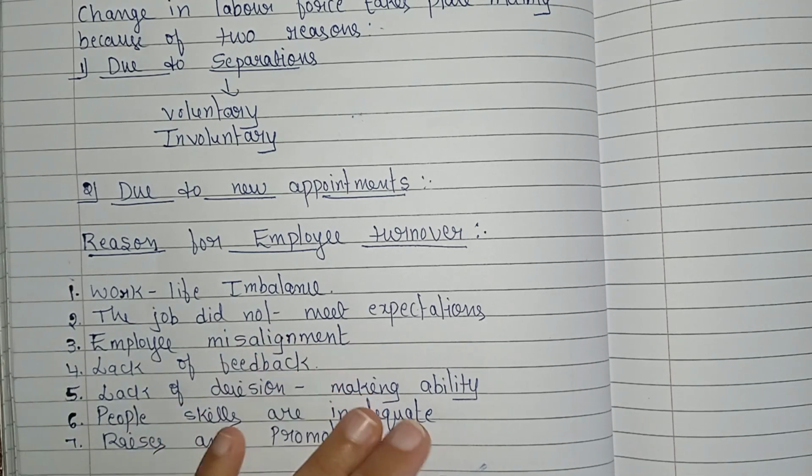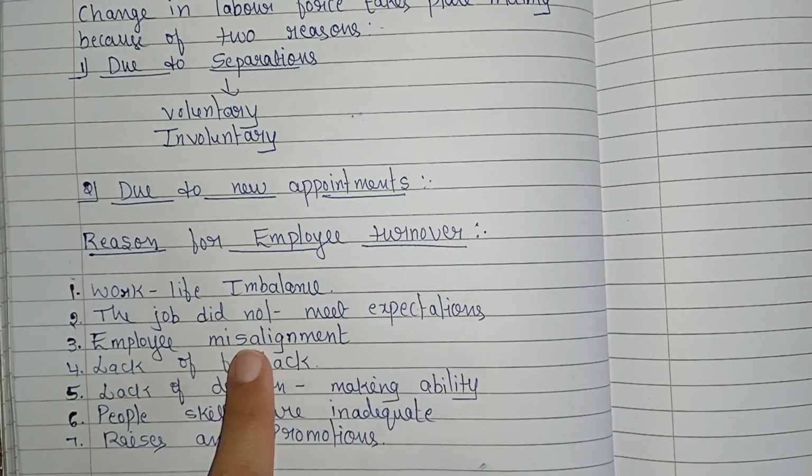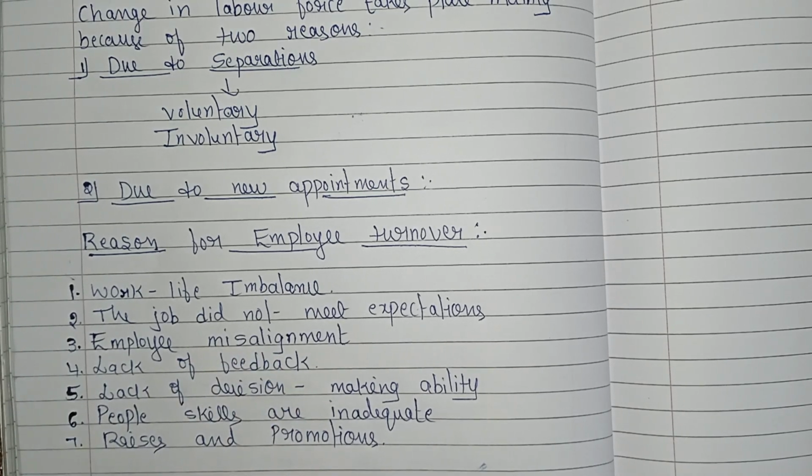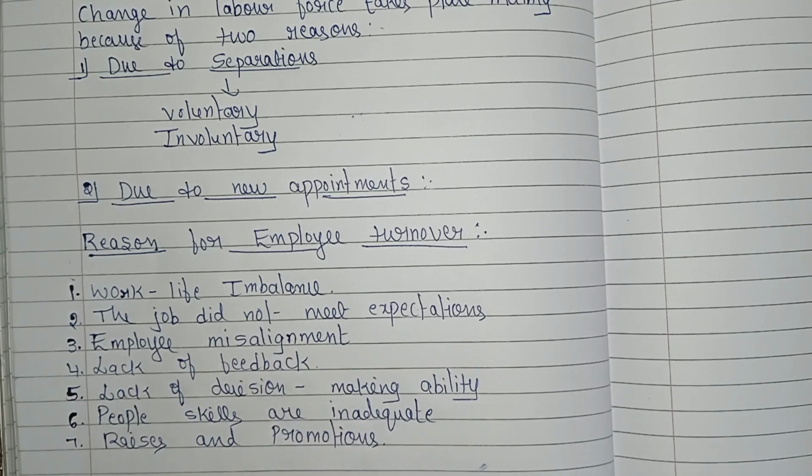And the second one is that the job did not meet the expectation, meaning the actual work, role or environment is different from what was promised during hiring. Clear? And the third one is employee misalignment. Misalignment means what? Not matching, or not in the right position or relationship.